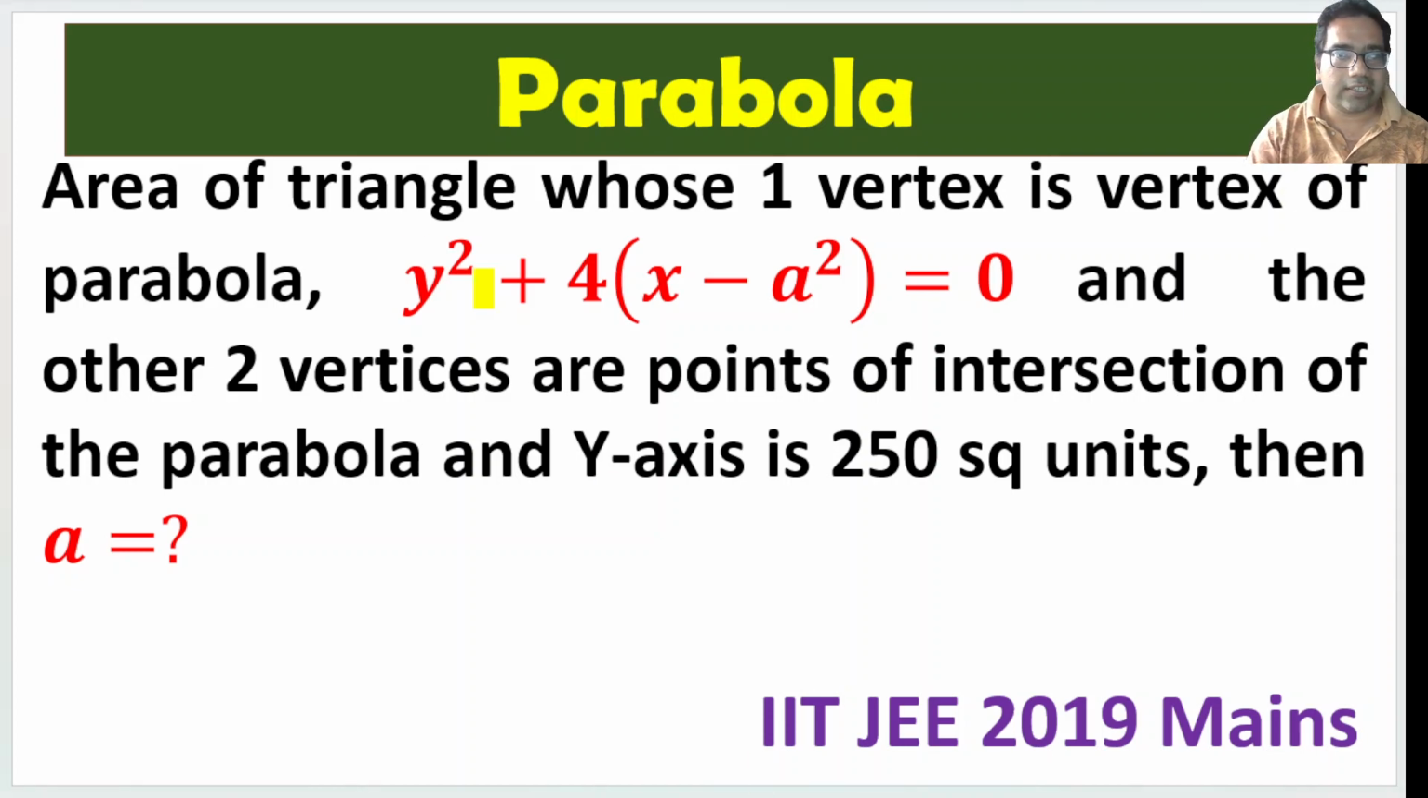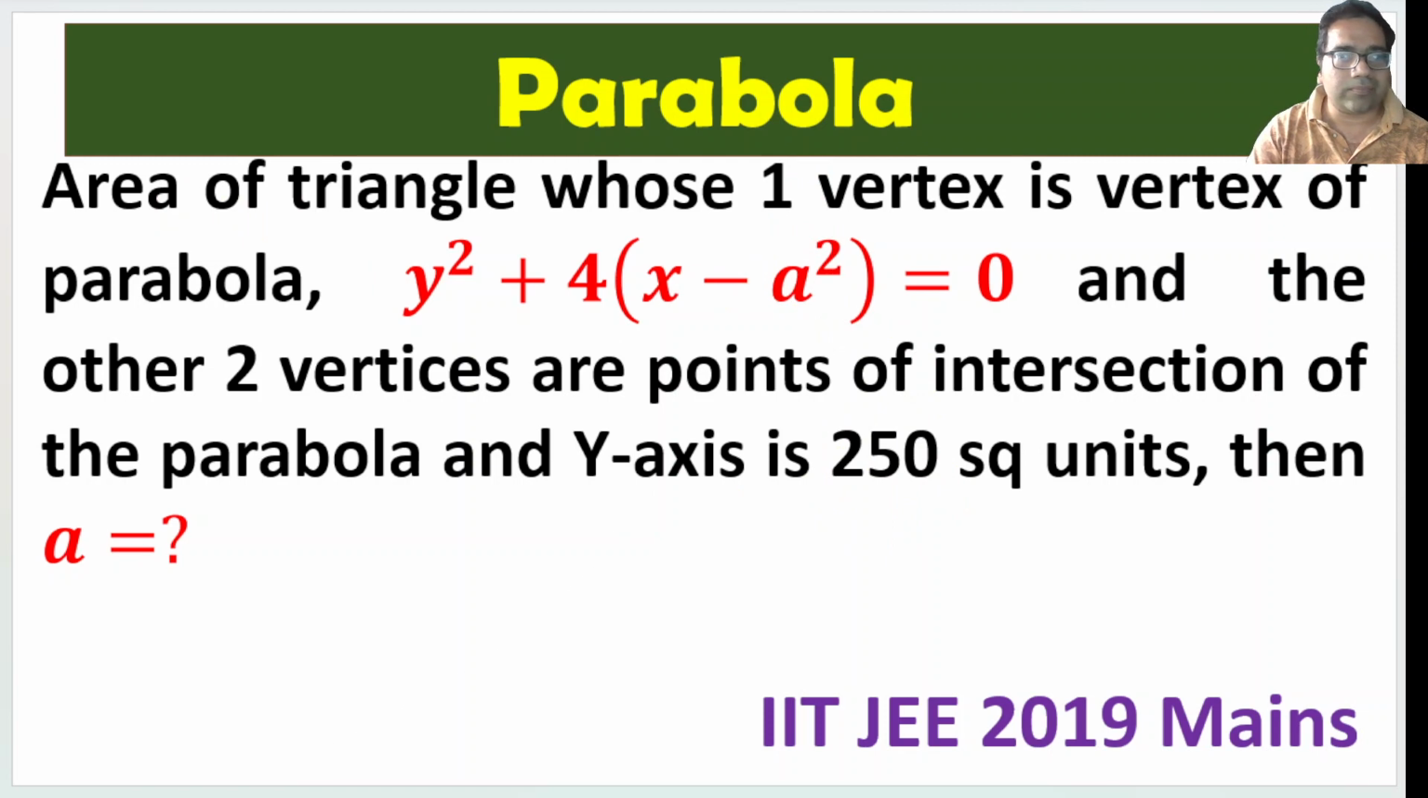Hi friends, in this problem we are given a triangle whose one vertex is the vertex of the parabola y square plus 4 into x minus a square equals 0, and the other two vertices are the points of intersection of the parabola and the y-axis. The area of the triangle is 250 square units. Then what is this a?